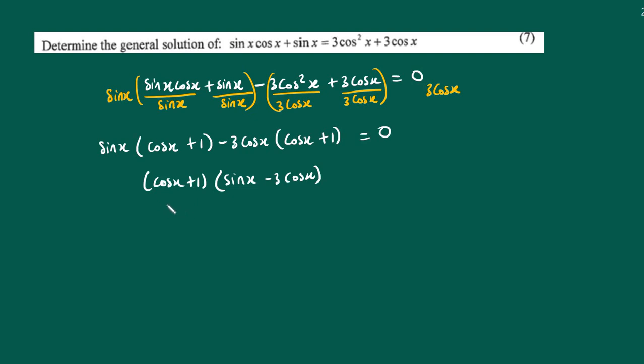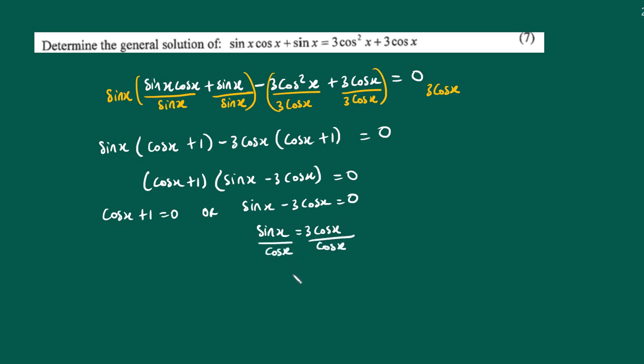Right. Then what happens? You can now equate the two brackets to 0. Equate this to 0. You say or. Equate it to 0. You need tan. You can already see that I'm going to look for tan here, right? So you're going to say sine x is equal to 3 cos x. You divide by cos. Divide by cos. You have tan x is equal to 3. We even did it before this one. Then this side you're going to have cos x equals minus 1.